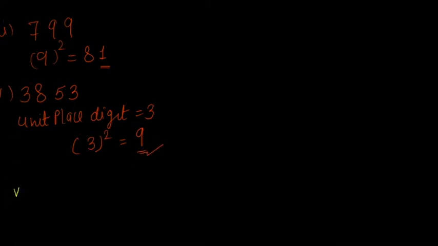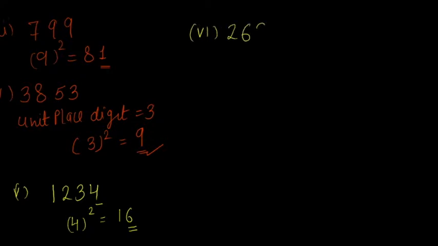Then we have the fifth part, 1234. The unit place digit is 4. The square of 4 is 16. Therefore, the unit place digit will be 6. Moving forward, the sixth part is 26387. We have to focus again on the unit place digit, that is 7, and the square of 7 gives you 49. Therefore, when you calculate the square of 26,387, the unit place digit will be 9.